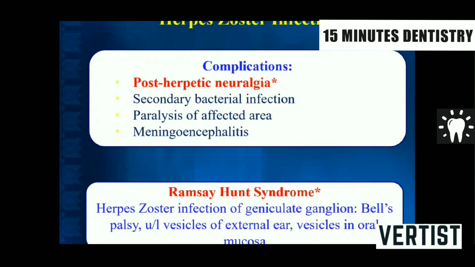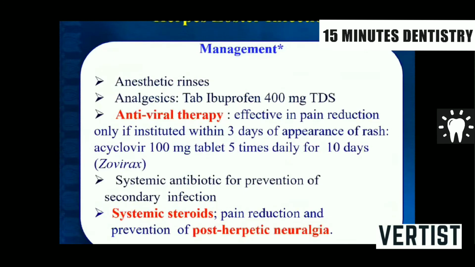How do you manage? Again, apply the same logic. So pain: anesthetic rinses, analgesics. Antiviral therapy can be given, but it is generally effective only if instituted within 3 days of appearance of the rash. So you can give acyclovir again, 100 milligram tablet, 5 times daily for 10 days. To prevent secondary infection, you can give a systemic antibiotic.